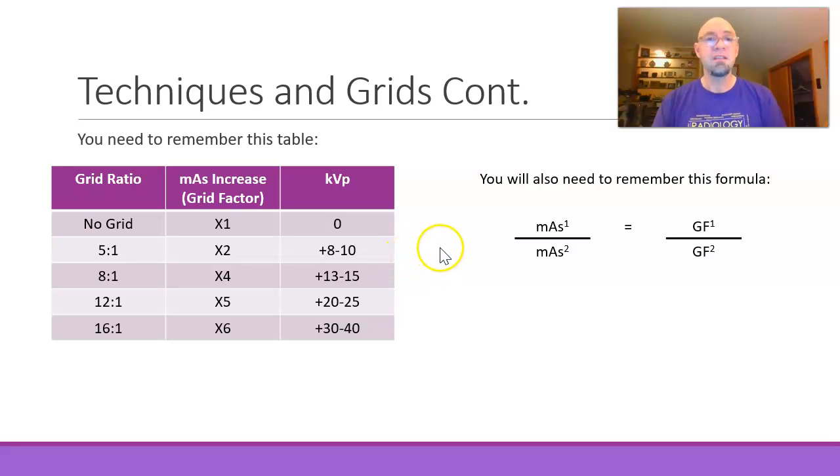But maybe they are going to say, you go from no grid to a 12-to-1 grid, how much do you increase your kVp by? You might need to know that. I'm pretty sure I did come across that, which is why it's now on my slides. So I would memorize that.